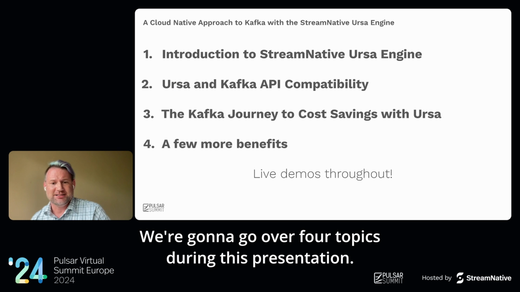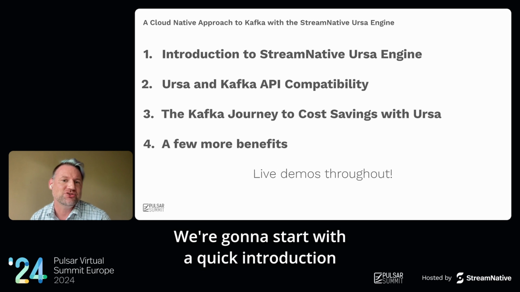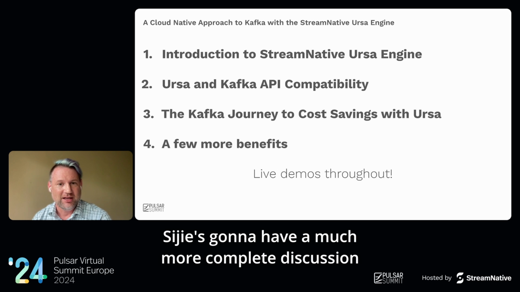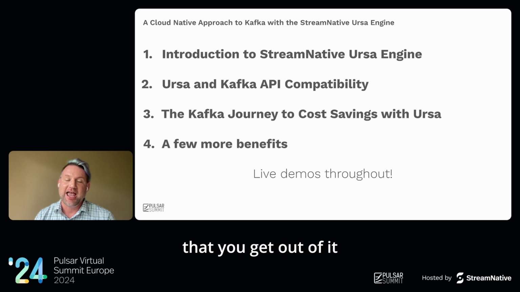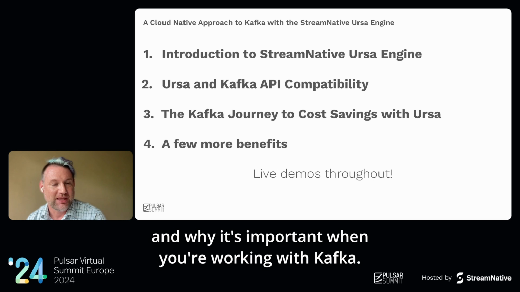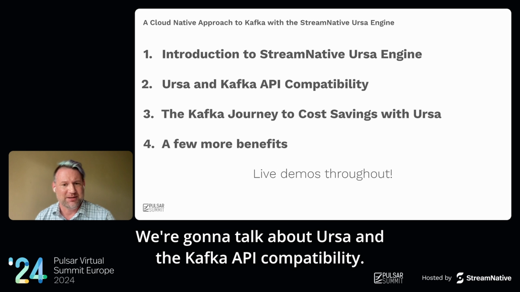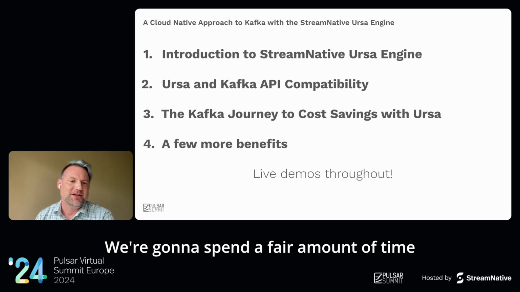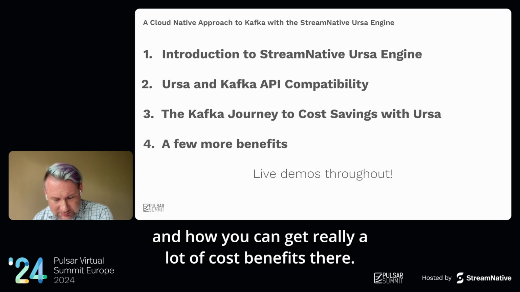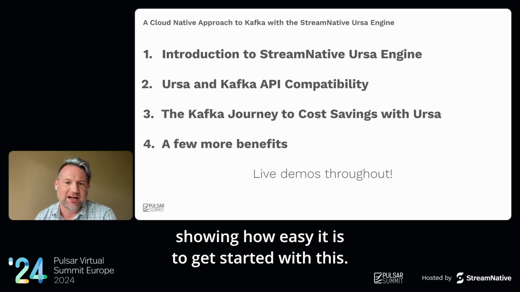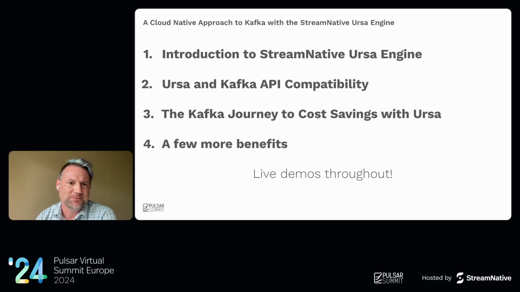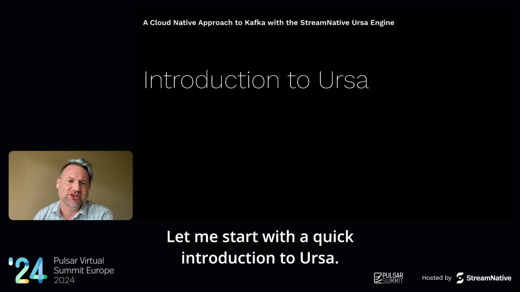We're going to go over four topics during this presentation. We're going to start with a quick introduction to the StreamNative Ursa engine. CJ is going to have a much more complete discussion of what that Ursa engine looks like, but I'm going to talk about some of the high-level benefits that you get out of it and why it's important when you're working with Kafka. We're going to talk about Ursa and the Kafka API compatibility. We're going to spend a fair amount of time on the Kafka journey to cost savings with Ursa, and how you can get really a lot of cost benefits there, and then a few more benefits that you get along the way. There's going to be live demos throughout, showing how easy it is to get started with this. Let me start with a quick introduction to Ursa.